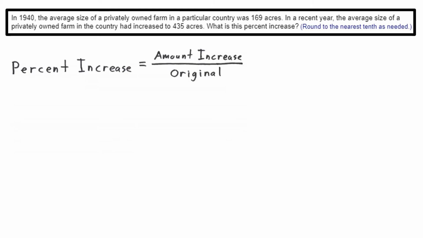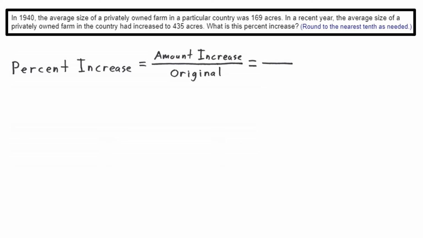In 1940, the average size of a privately owned farm in a particular country was 169 acres. In a recent year, the average size of a privately owned farm in the country had increased to 435 acres. What is this percent increase? We have a formula for percent increase. It's the amount of increase over the original.